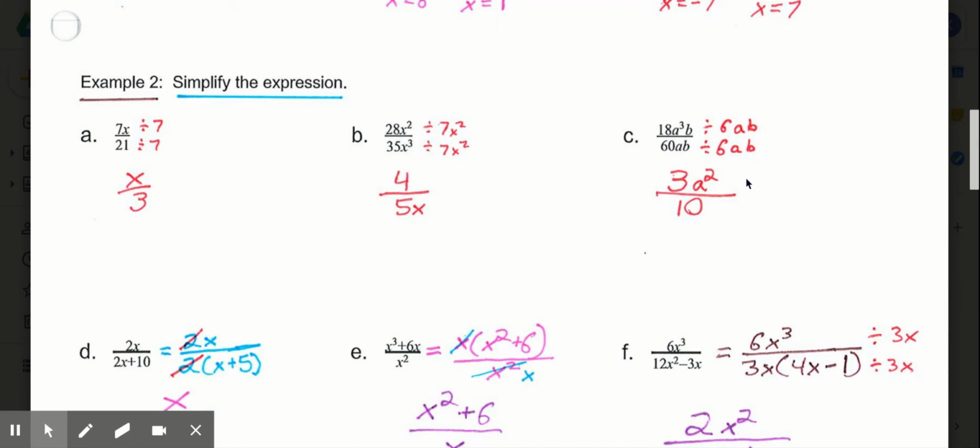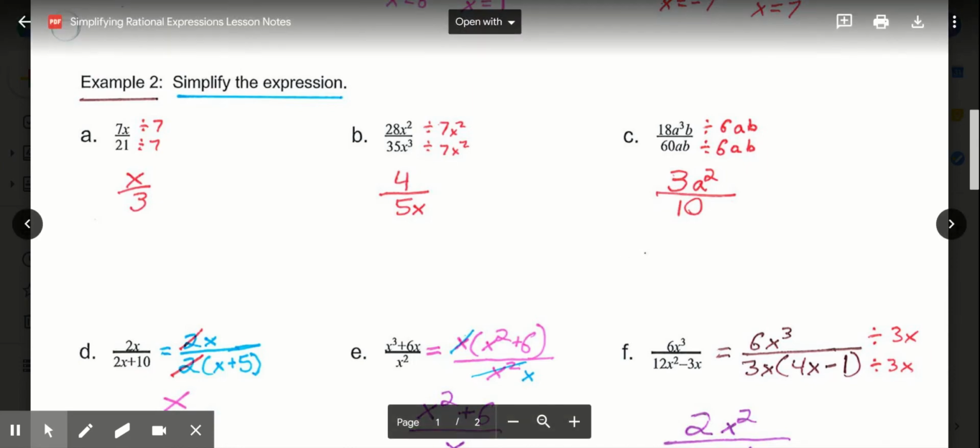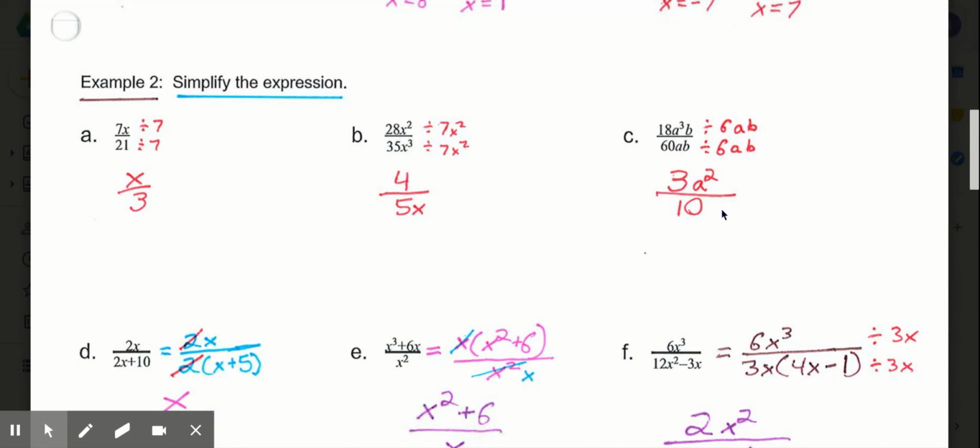In C, we can't factor top or bottom any further, so now we're just stuck with dividing out the greatest common factor. 18 and 60 both can be divided by 6. A to the third B and AB can both be divided by AB. So we'll divide top and bottom by 6AB, and we have 3A squared over 10. We can't do any factoring on these first 3 examples, so we're just dividing out the greatest common factor to get our simplified expression.